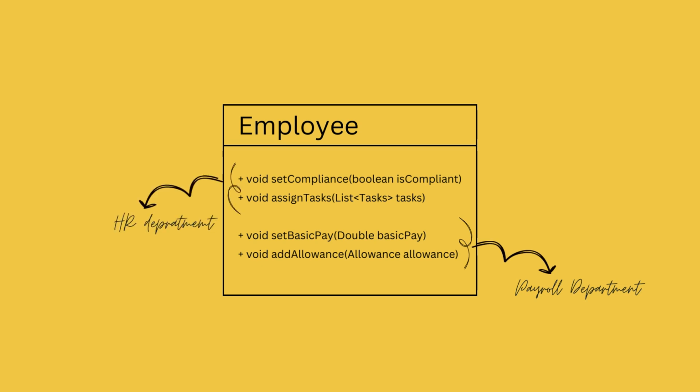So a change to the employee class can be made by either of these teams. That is, the employee class has two reasons to change. Now this is not a bad thing, as long as the responsibilities of the class are clearly demarcated and isolated. But a problem might occur if there is a shared responsibility in the class.